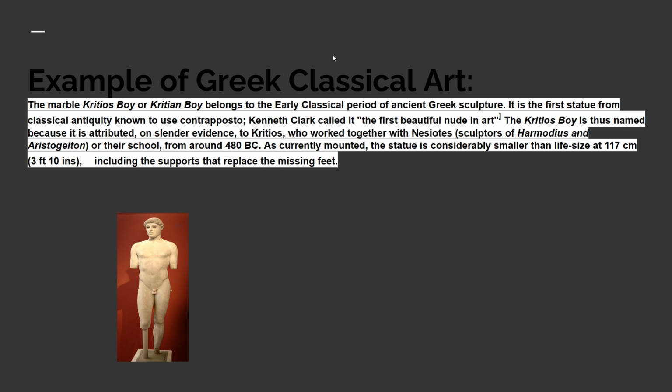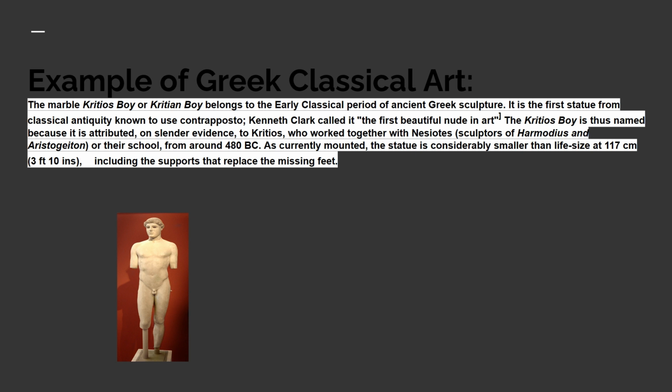What are some examples of Greek classical art? Here we have a picture, or a sculpture, sorry, and it is the marble Kritios boy, and it belongs to the early classical period of ancient Greek sculptures. It is the first statue from classical antiquity known to use contrapposto. Kenneth Clark called it the first beautiful nude in art.